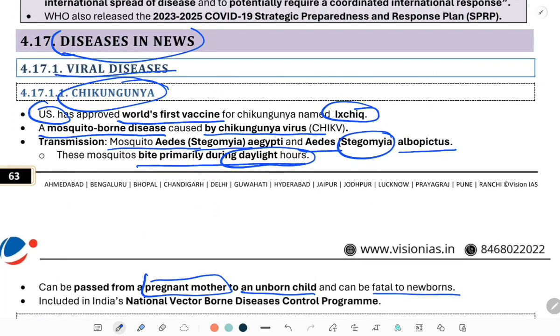It is included in India's National Vector-Borne Disease Control Program.